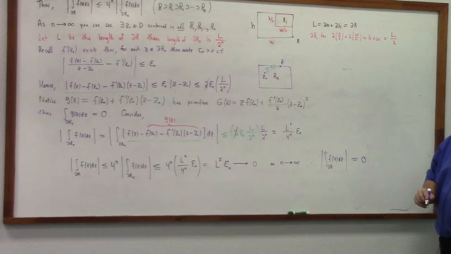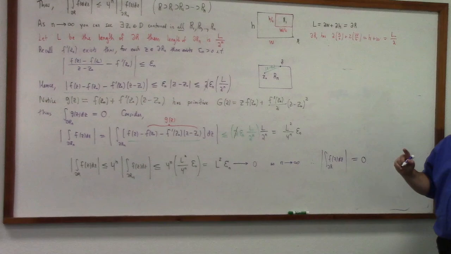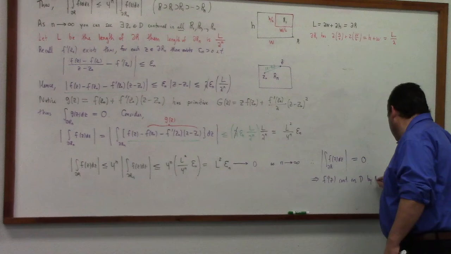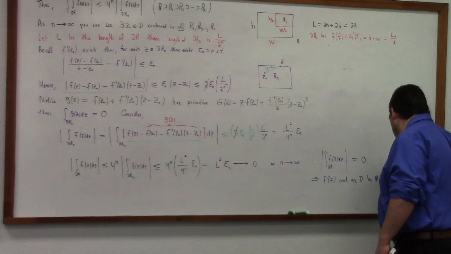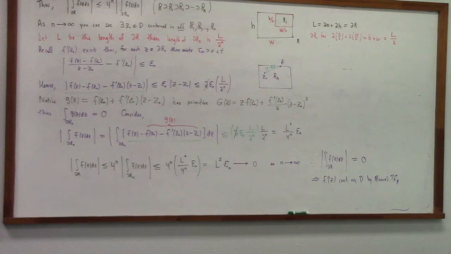But then what? Then Morera's theorem says that f prime of z is continuous, which implies f prime of z continuous on D by Morera's theorem. So, if I'm teaching complex analysis to engineers, I don't do these last two lectures, right? Because this is for math majors, for sure. But as you can see, while it takes some effort, we have now proved that the existence of the derivative on a domain implies that that derivative as a function is continuous.